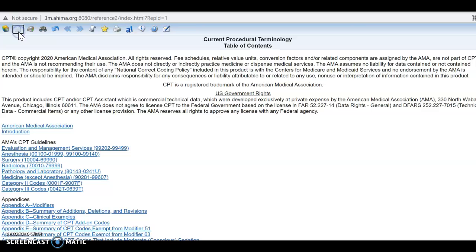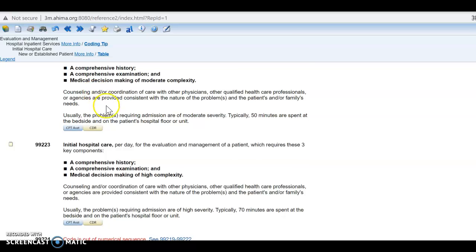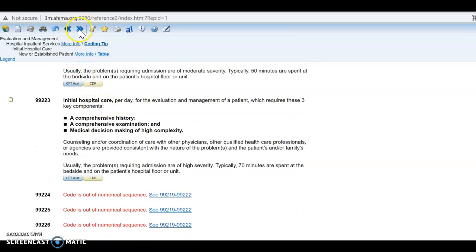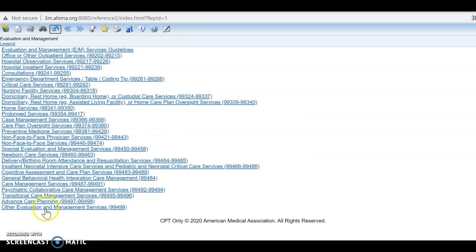So even if I go to any of these here, I have all these different categories. If I wanted to pick up a 99231, you could go this way here. 99231 is in this category here. You could click that, 99231. It's going to be right in here. And use this arrow, and it gives you what it is, subsequent hospital care. I use the back arrow, it's going to take you back to this. Again, these are E and M's.